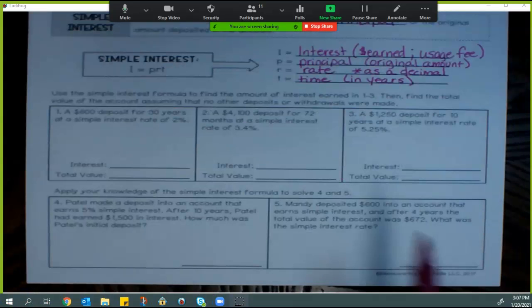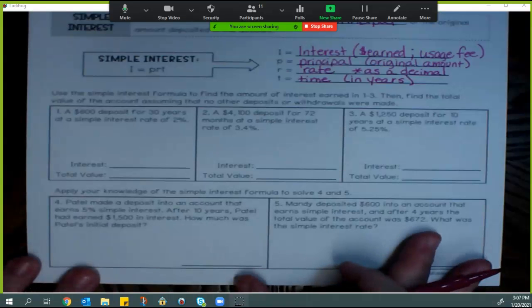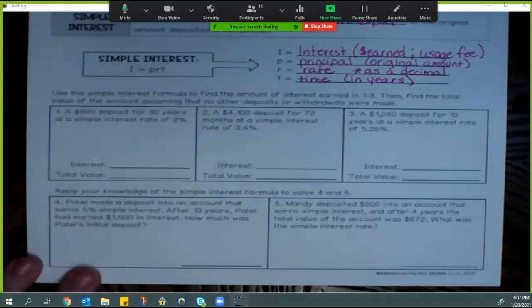All right, so these directions say we're going to use the simple interest formula to find the amount of interest earned in 1 through 3, so these first 3 problems. Then we're going to find the total value of the account, assuming that no other deposits or withdrawals were made. So we're going to be finding out 2 things for every problem. So the first thing we need to find out, how much interest did we earn? Number 1 says a $600 deposit for 30 years at a simple interest rate of 2%.